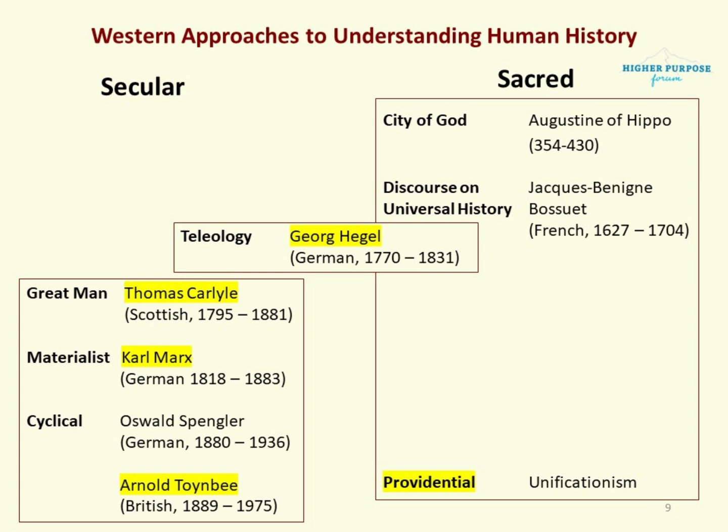On the secular side, of course, the earliest ideas of history that I know about come from Aristotle, but in more recent times, we have some very important contributions made by Georg Hegel, who developed a teleological view of history, Thomas Carlyle, who developed the great man theory, Karl Marx, dialectical materialism, and Oswald Spengler and Arnold Toynbee, who had a cyclical theory of history. So we're going to talk today about Hegel, Carlyle, Marx, and Toynbee. And then we'll talk about the providential view of history and compare and contrast that with the secular views.